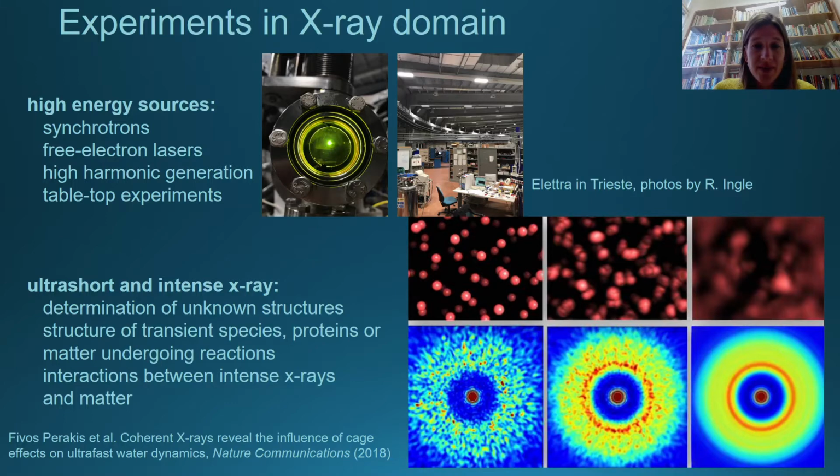These facilities are producing ultra-short and intense X-rays, and they allow us to perform unprecedented experiments. In these experiments, the structures of unknown or transient species can be determined, or we can investigate the structure of proteins in action, and it can also give us ideas about the electron density changes during chemical reactions.